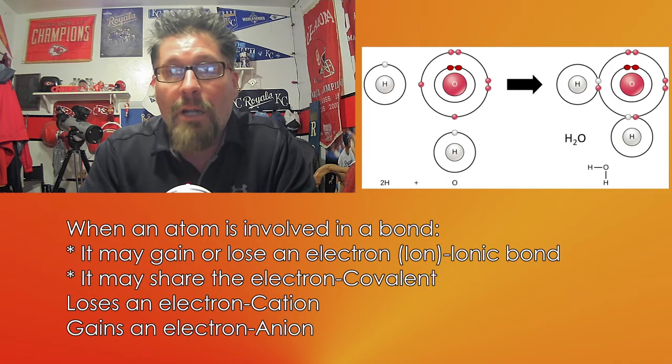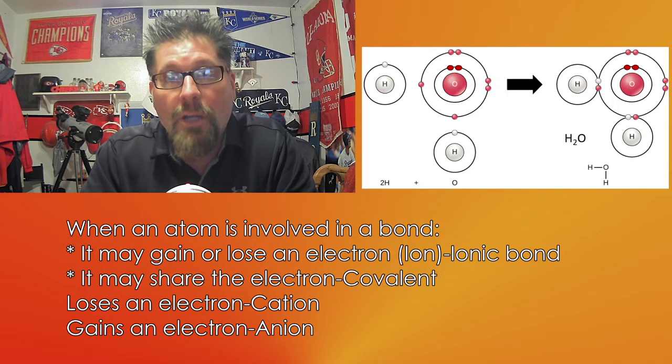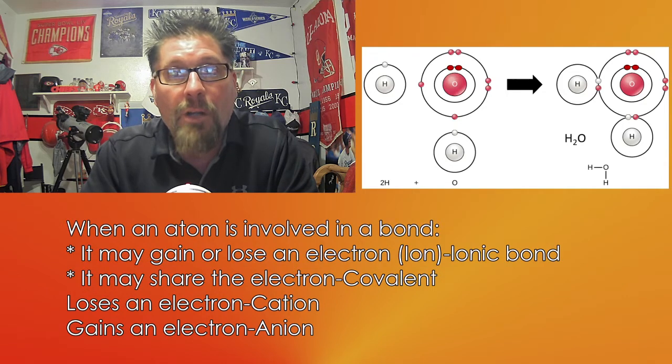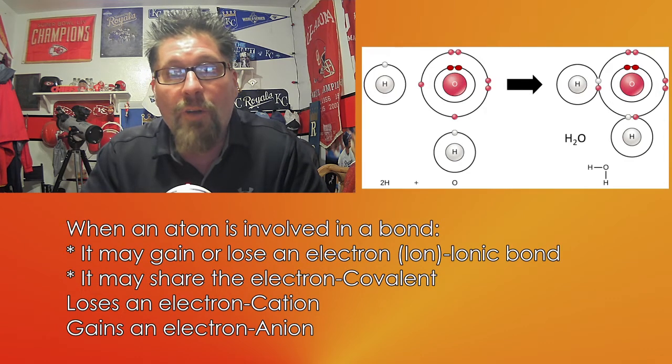We talked about electrons being super important in an atom. They're the only ones that can be exchanged. Protons and neutrons are inside the nucleus, and they cannot. But when an atom is involved in a bond, it can gain, lose, or share electrons. If it gains or loses, then it's an ionic bond, and it becomes an ion, which we discussed in our last video. It can be a positive ion or a negative ion. If it shares the electrons, that's a covalent bond.